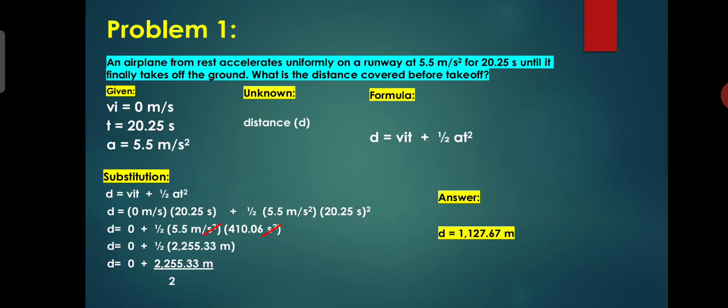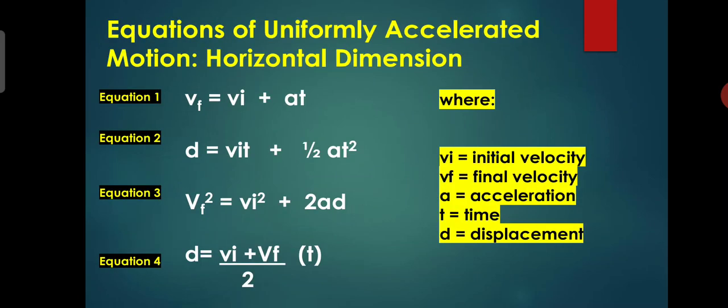To determine the equations of uniformly accelerated motion, by the way, UAM has two dimensions. It has a horizontal dimension and a vertical dimension. So we have different equations for that. Equation number 1, we have Vf is equal to Vi plus At, wherein Vf is the final velocity, Vi is the initial velocity, A is the acceleration, and t is the time. For equation 2, we have d is equal to Vit plus 1 half At squared. So the distance, I mean the displacement, is equal to Vit plus 1 half At squared. That is for equation number 2. For equation number 3, we have Vf squared is equal to Vi squared plus 2Ad.